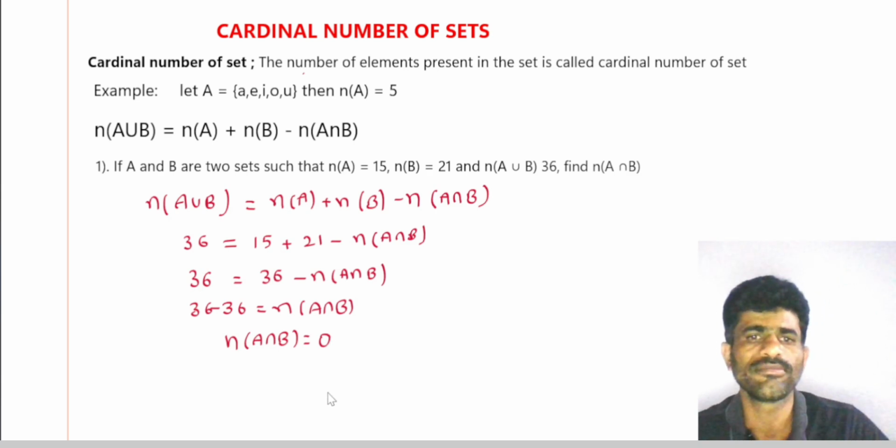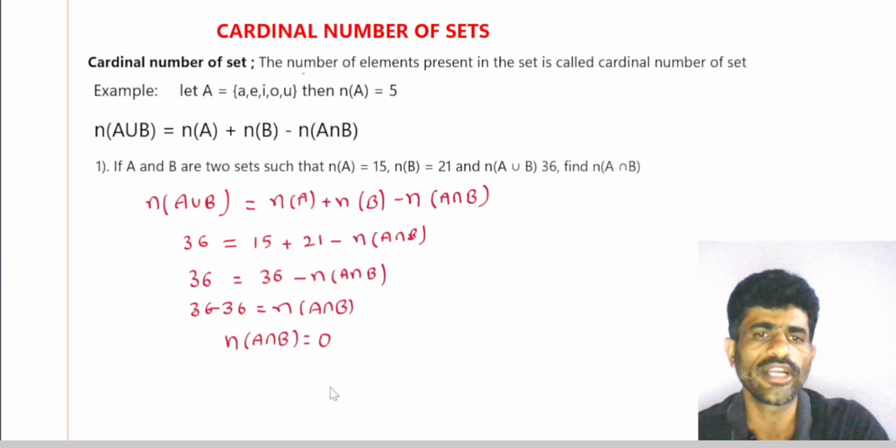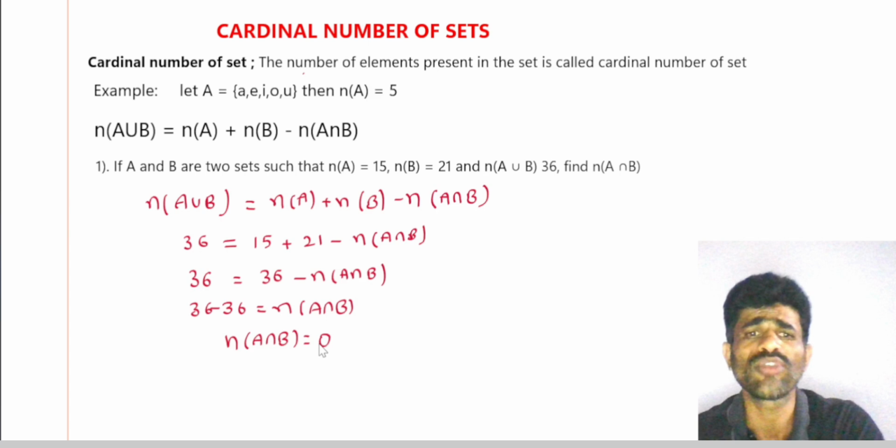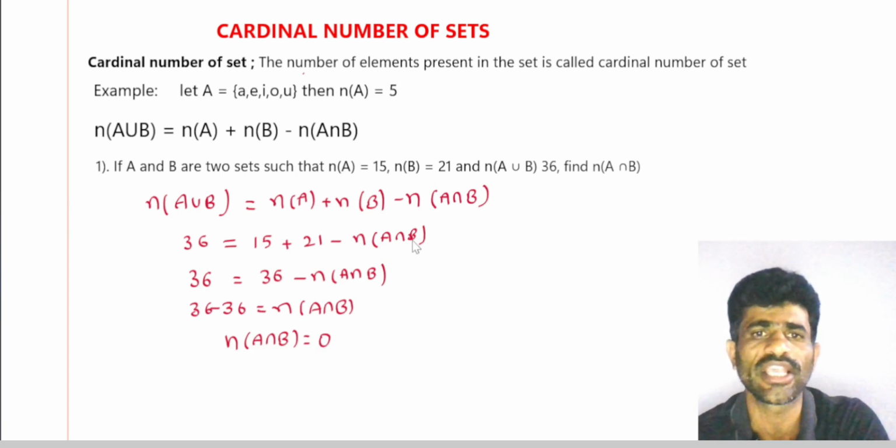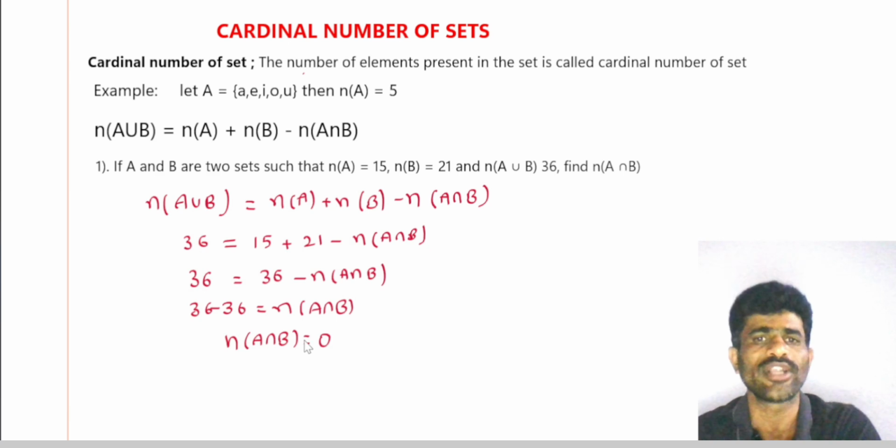What does it indicate? It indicates that there are no common elements in A and B. In this case we can say that A, B are disjoint sets, because we already discussed that disjoint sets are sets in which there are no common elements. So whenever two given sets are disjoint, there will be no common elements in them, and n(A intersection B) will be 0. Here we got n(A intersection B) as 0. That means there are no common elements. They are disjoint sets. Okay, this is one example.